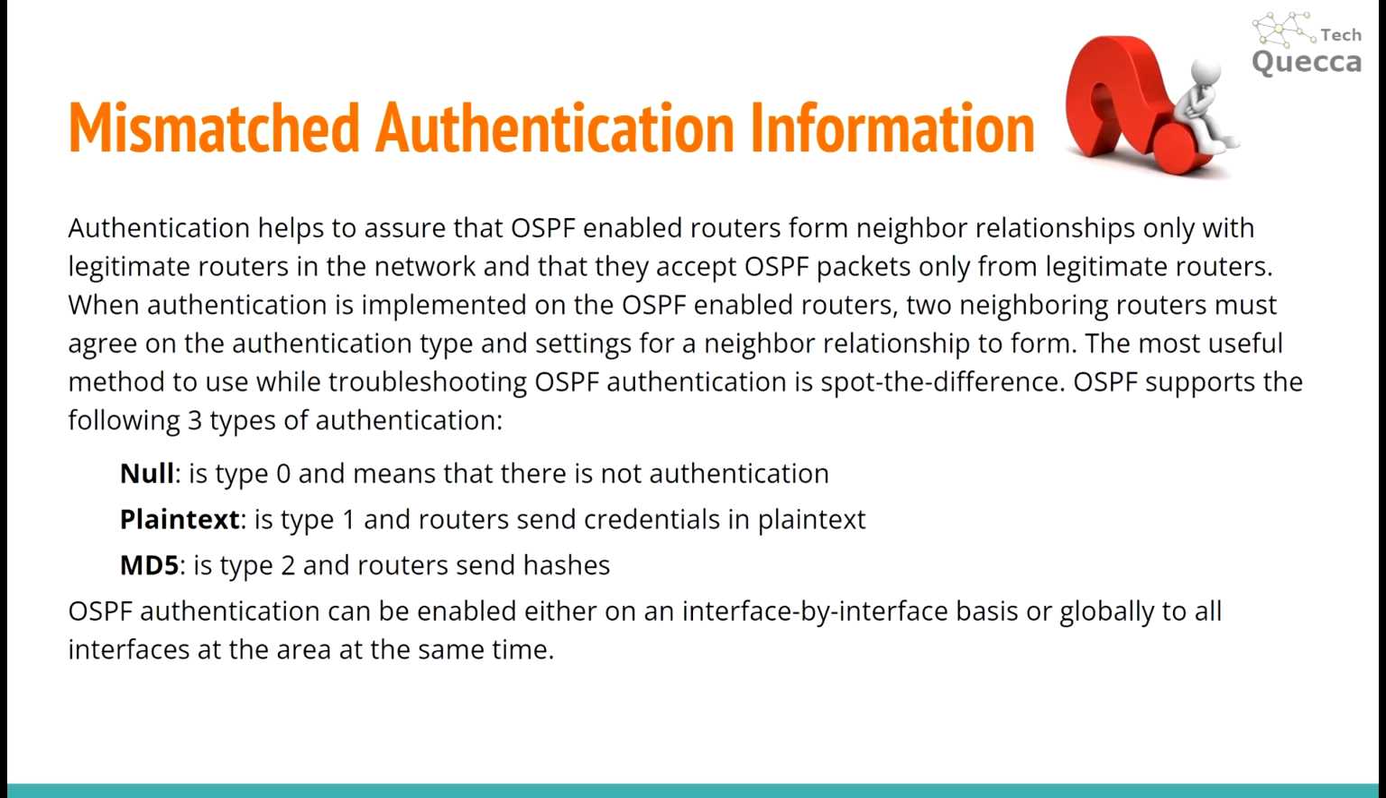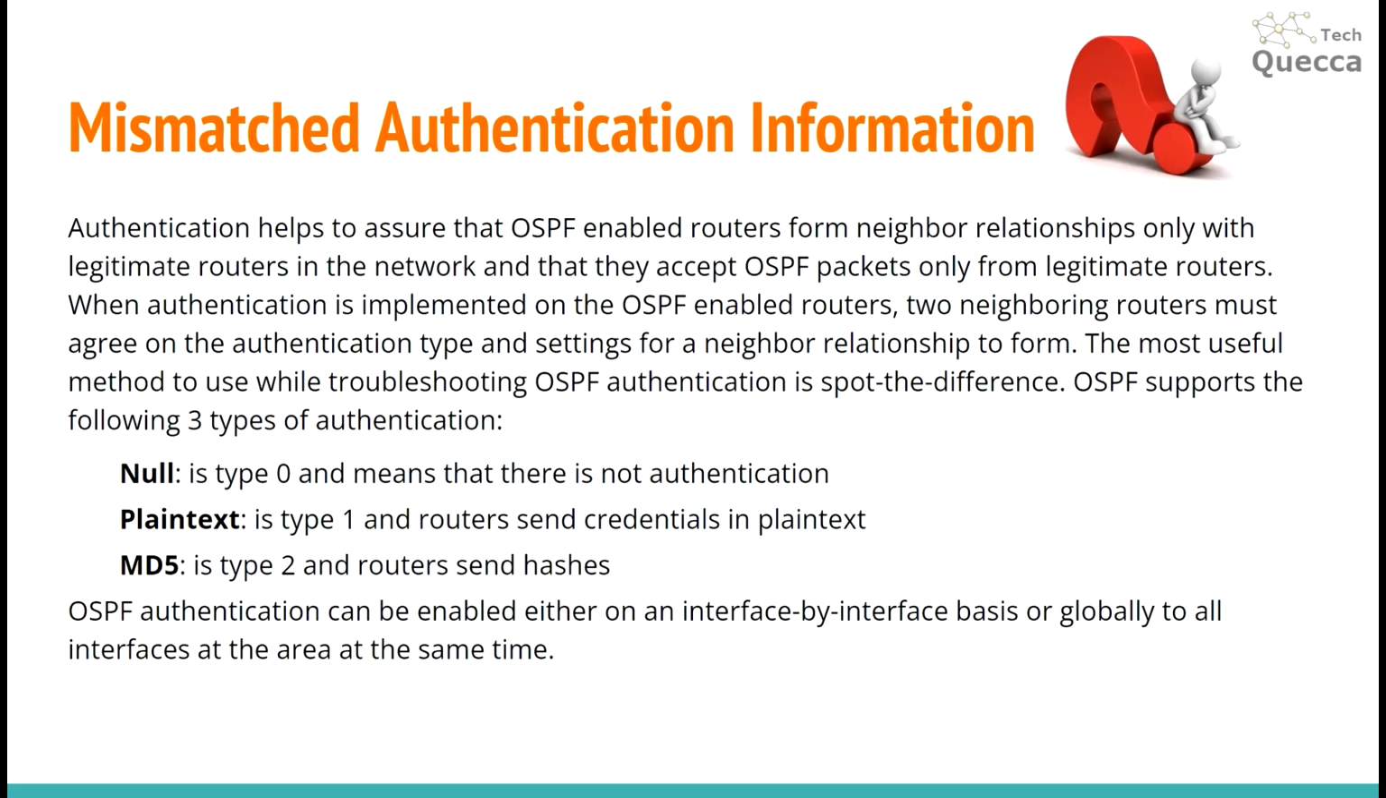The next issue about OSPF failing to form neighbor adjacency is related to mismatched authentication information. Authentication helps to assure that OSPF-enabled routers form neighbor adjacency only with legitimate routers, and that they accept OSPF packets only from legitimate routers. When authentication is implemented, two neighboring routers must agree on the authentication type and settings for a neighbor relationship to form. The most useful method while troubleshooting OSPF authentication is spot the difference.